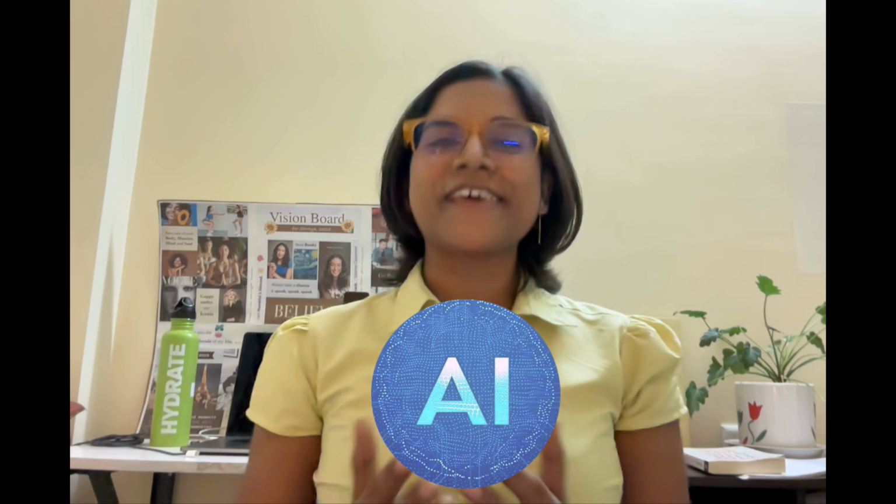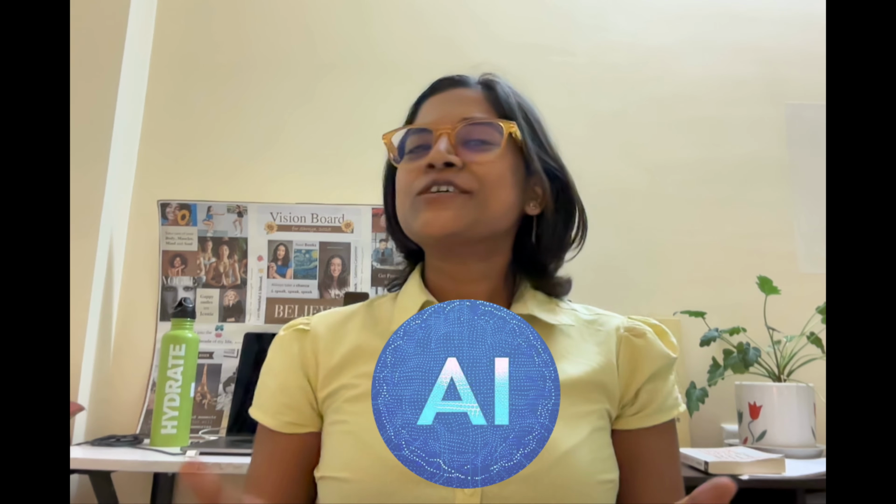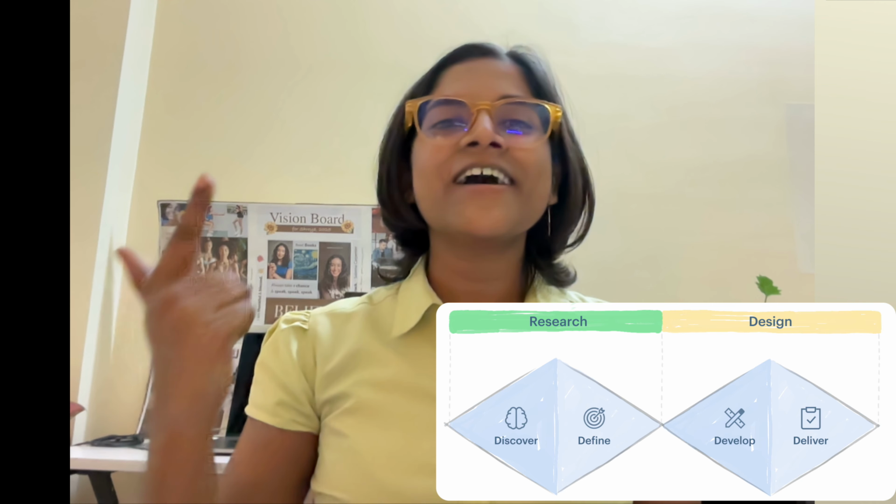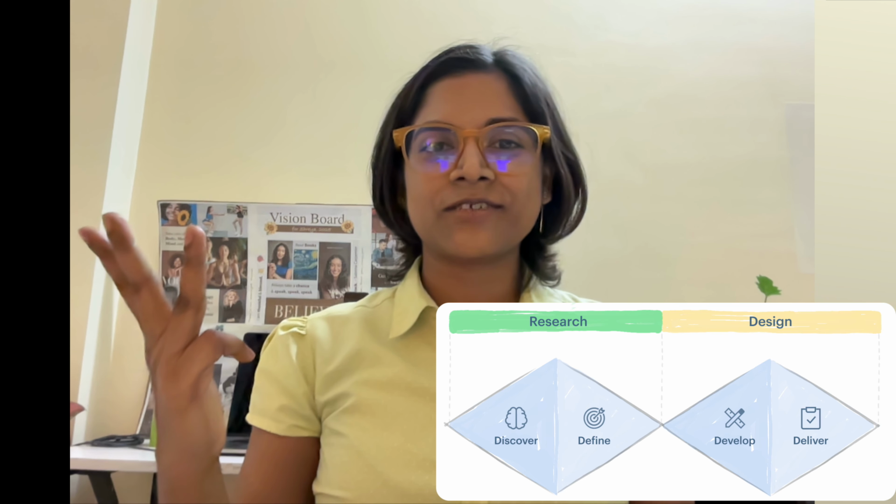Would you like to speed up your UX design process with AI? You can use AI across every stage of the design thinking process. If we refer to the double diamond model, discover, define, develop, and deliver, AI can help you speed up your work in each stage.